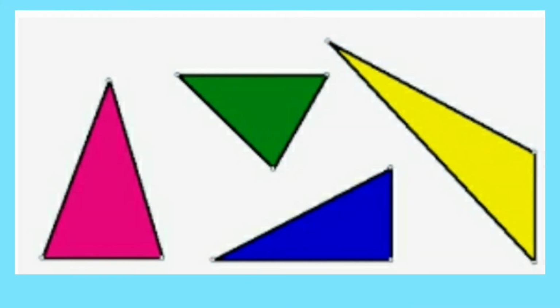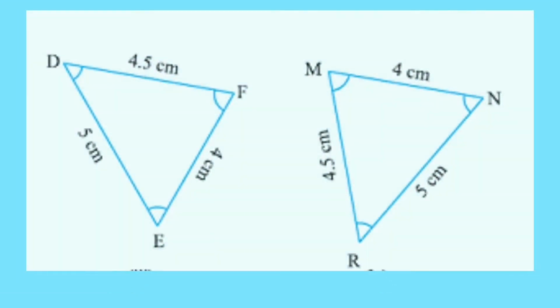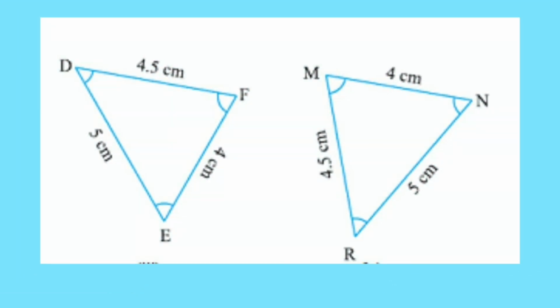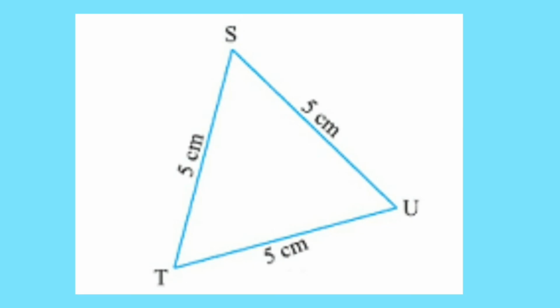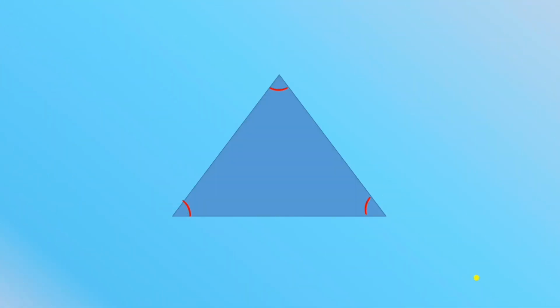Now you can draw as many triangles as you want. Once you draw those triangles, find out the measures of all three sides. Try to find the sum of any two sides and then compare with the third side. You will always find this property holds true.